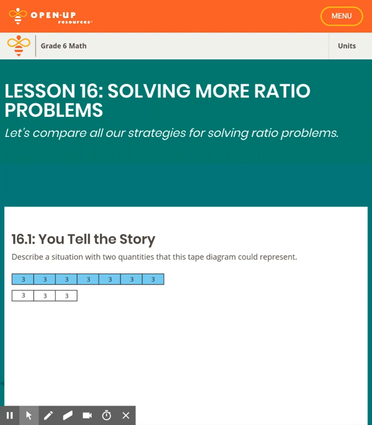Why is it the most efficient? Or look at someone else's and say, oh, that is a better strategy than mine. I want to use that next time, but why is it better for this particular problem? So look at the structure of the problem and see why one strategy might be better.